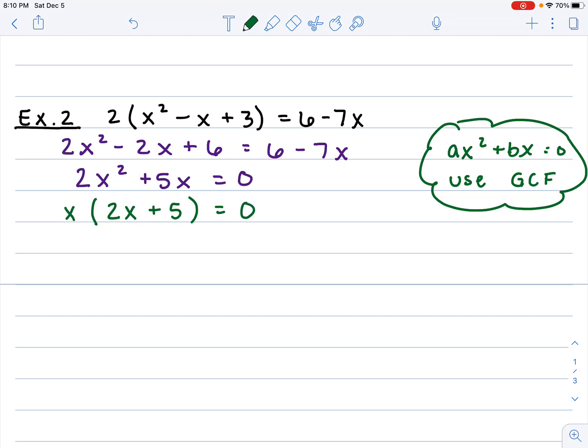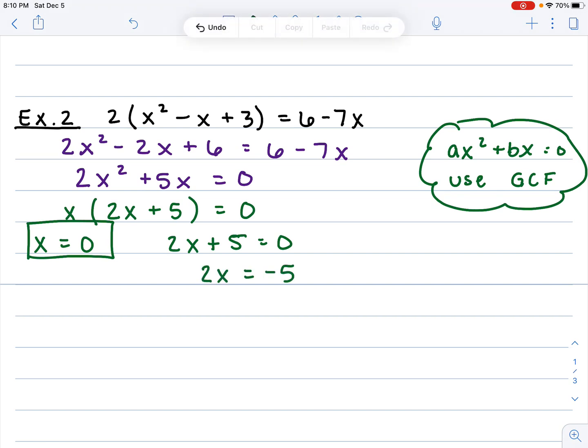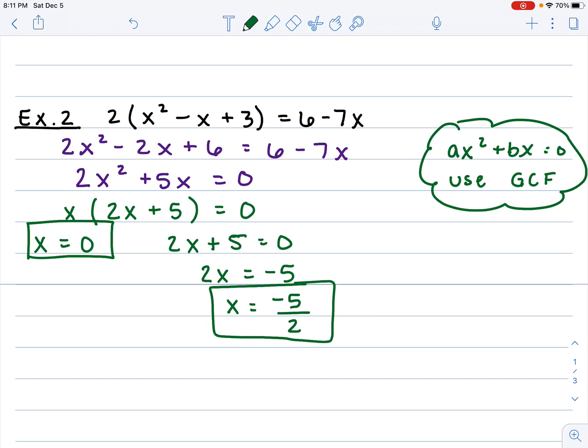You're going to set both of those things equal to 0. What I mean by that is you're going to take this x on the outside here and set it equal to 0, and then that 2x plus 5 and set that equal to 0 and solve. Well, x equals 0 is already completely solved for. Over here, I need to subtract that 5 and then divide by 2. I get -5/2 and 0 as my 2 solutions.